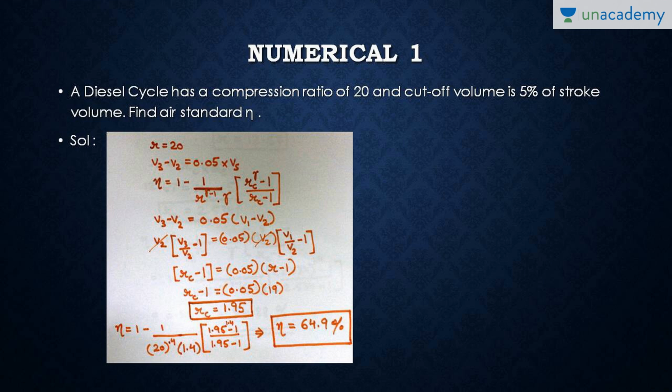We have to find the cutoff ratio. That is why we are solving this. We are taking V2 common from the left hand side as well as from the right hand side, and we already know that V3 by V2 is Rc. So Rc minus 1 is equal to 0.05 into r minus 1. What is r? r is the compression ratio, which is 20. So Rc minus 1 is equal to 0.05 into 19. So Rc is equal to 1.95. That is, cutoff ratio is 1.95. Simply put 1.95 in Rc and 20 in r. So the final equation becomes like this, and the answer is 64.9.